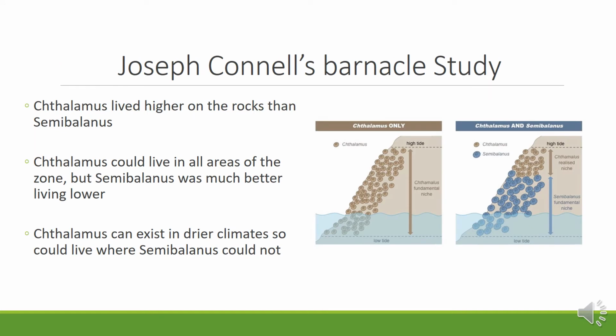So, his findings from this, he found that Chthamalus, let me get my pointer here, lived much higher on the rocks than Semibalanus. This blue one is Semibalanus. But when you put them in an area where there was no Semibalanus, Chthamalus could grow in this whole intertidal zone. But when it was found with Semibalanus, Semibalanus pushed it to this higher area. Semibalanus doesn't do very well. It can't exist very dry. So to be up here where there's not a lot of water most of the time, it doesn't do well, where Chthamalus still can.